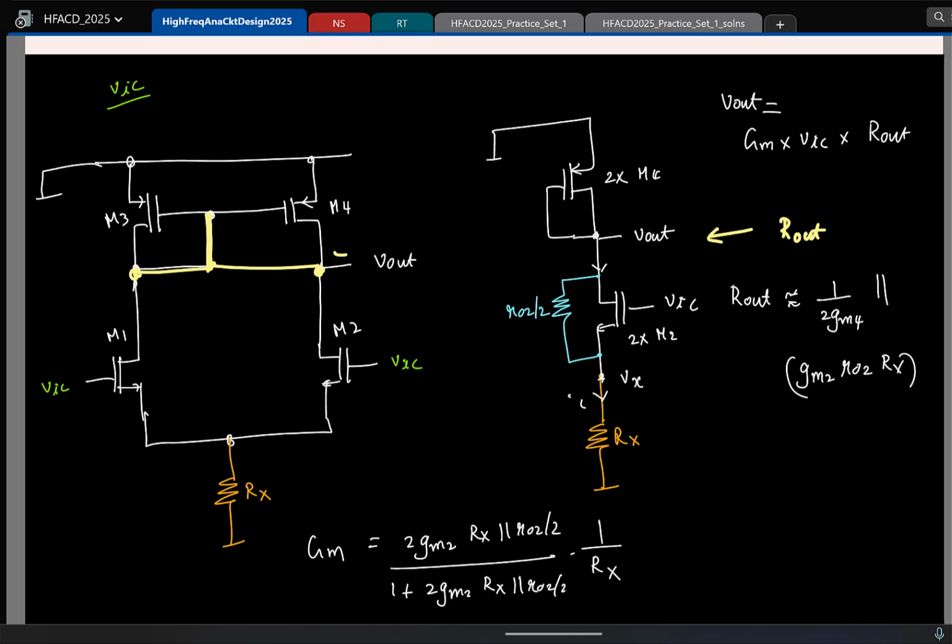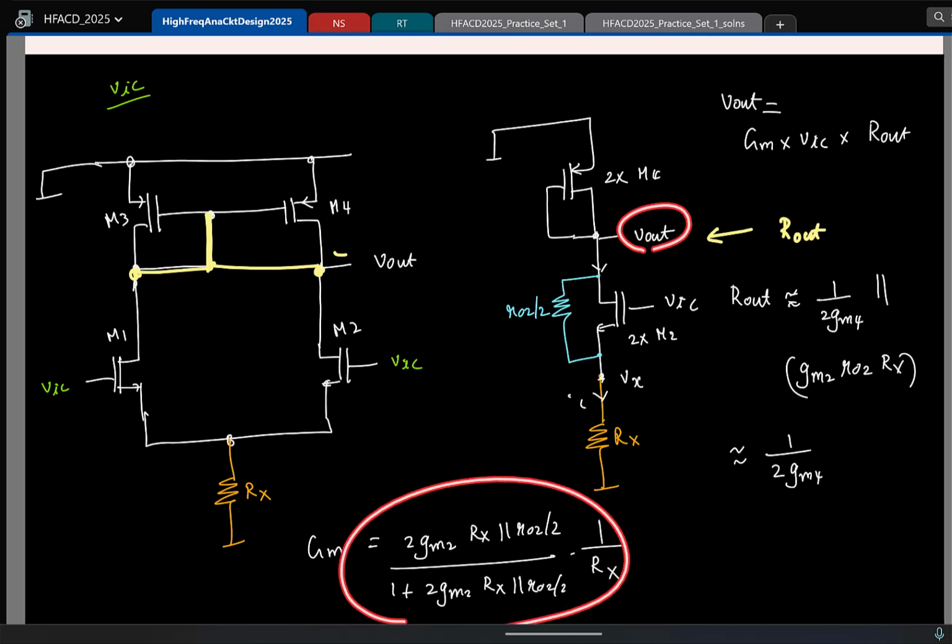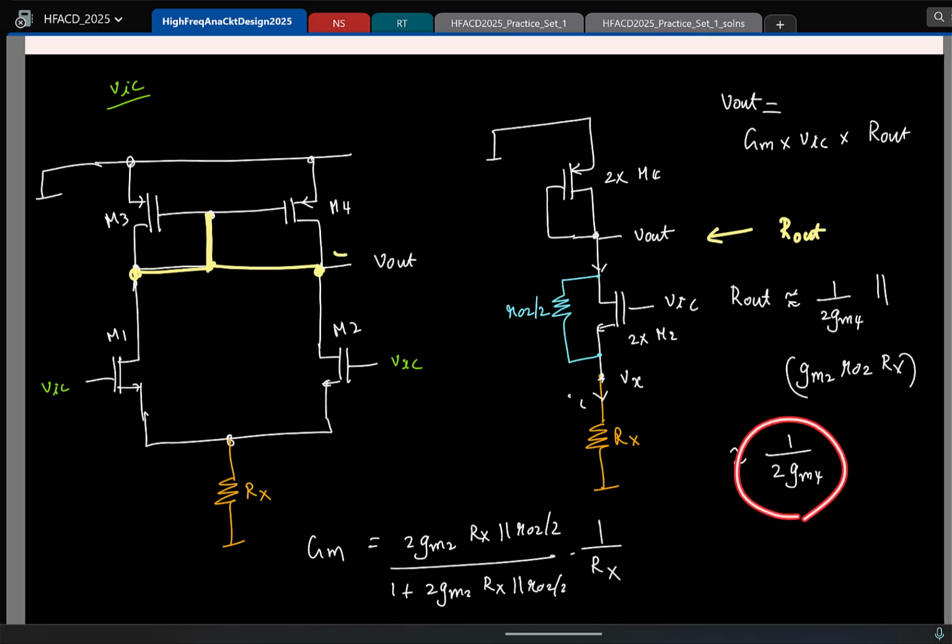So how can you further approximate this? This is going to be much smaller than this fellow. So for all practical purposes, this is 2 GM. So the overall small signal Vout is this times the output resistance. So that's what we get done. I mean, we have calculated it. Let's try to see if it makes some sense.